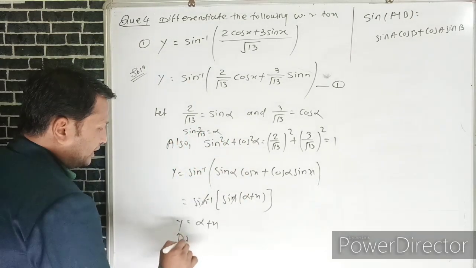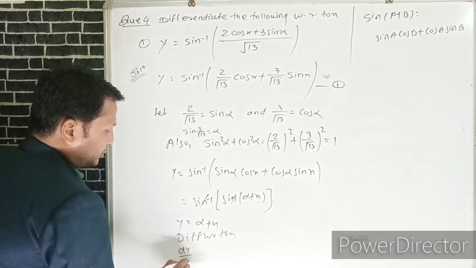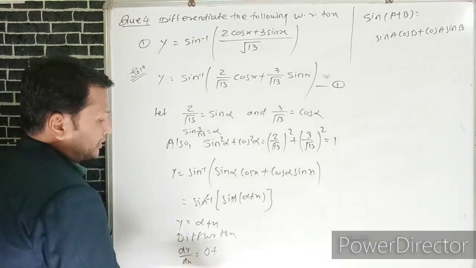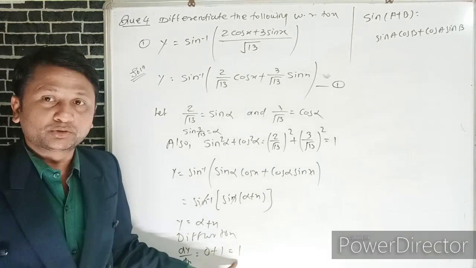Now we can differentiate directly with respect to x. Here alpha is a purely constant function, hence the derivative of alpha is 0 and the derivative of x is 1. Hence we can write the derivative of the whole term, dy upon dx, is equal to 1. Write it down.